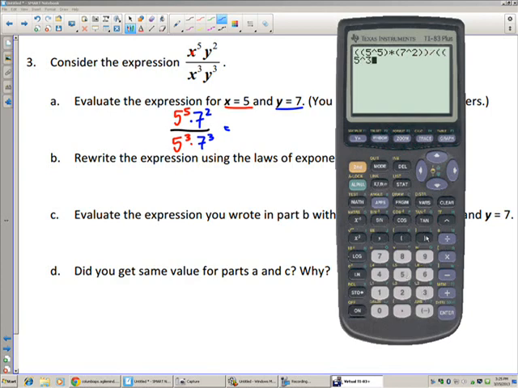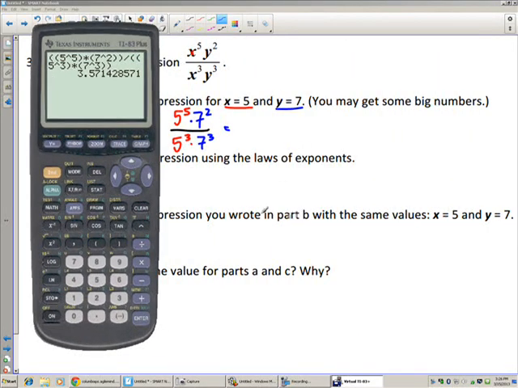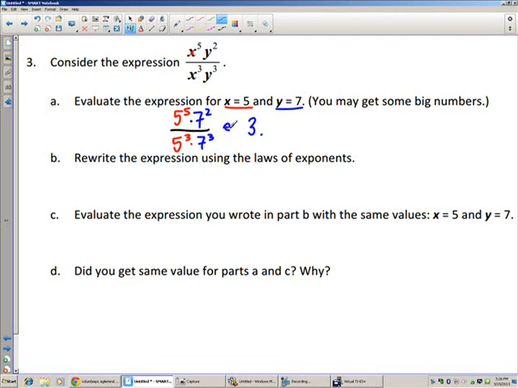So we hit enter, and it looks like we're going to end up with some kind of crazy answer, 3.5714. So we're going to round that off to 3.57. Let me double check. 3.57. Okay. Alright, so you might be asking yourself, what in the world was the point of that? Well, I think we're trying to extract a point here in a moment.